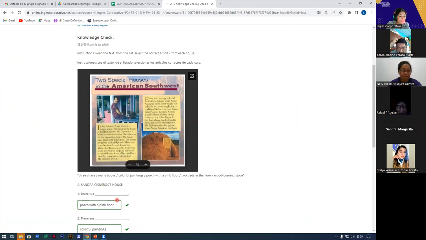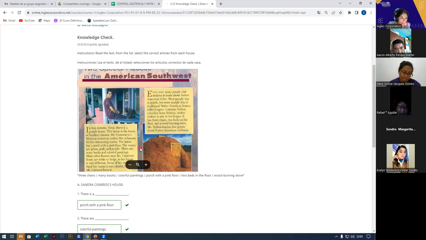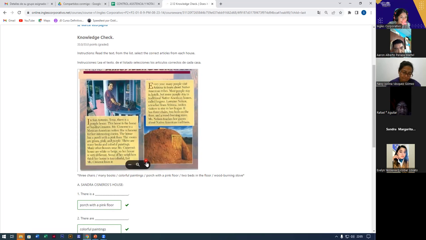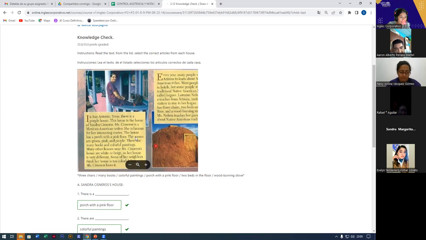This one. Sí. This one in the first one is: there is a porch with a pink floor. Fíjese que aquí me eso es lo que es, por el orden. Porque no siempre se va a guiar como aquí me aparece en un orden. Y abajo no están en desorden y aquí están en desorden. Es por eso. Y no le ponga punto.